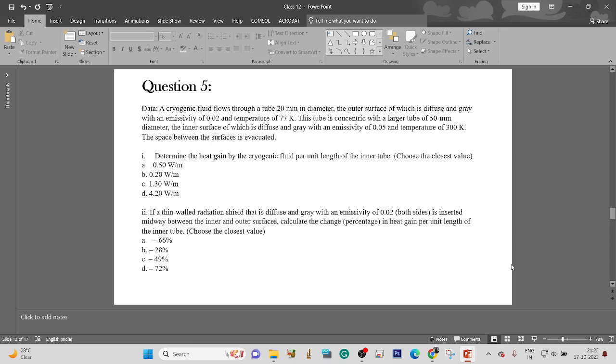Similar fashion: if a thin wall radiation shield, diffuse and gray with emissivity of 0.02 on both sides, is inserted midway between the inner and outer surfaces, calculate the change in heat gain per unit length of the inner tube.